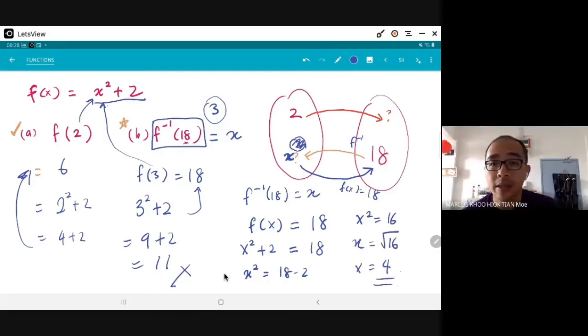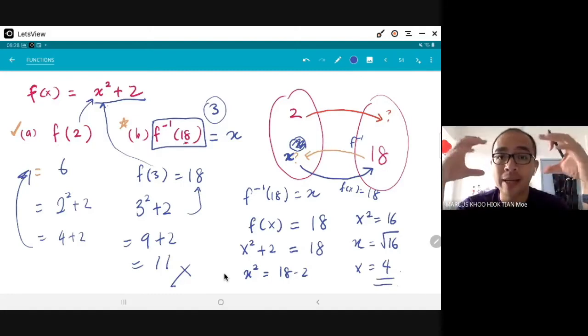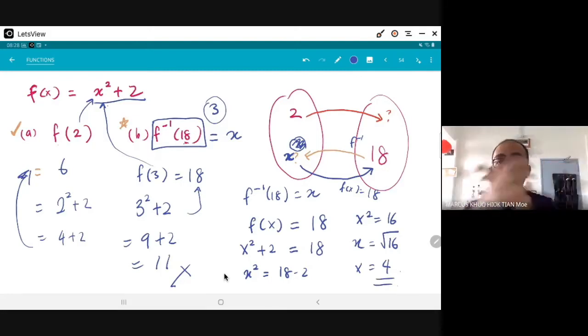Okay, but the basic idea is this, you need to know how to flip it around. Kalau saya bagi kamu satu objek dan satu image, you can immediately tell me what is the function and the inverse function, their relationship. It's a very important thing. I need you to be able to see this. So any number you can find. Okay, let me give you another example.